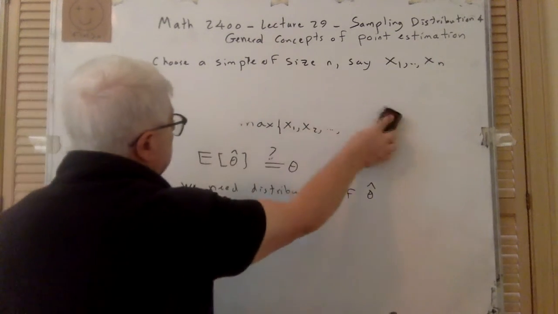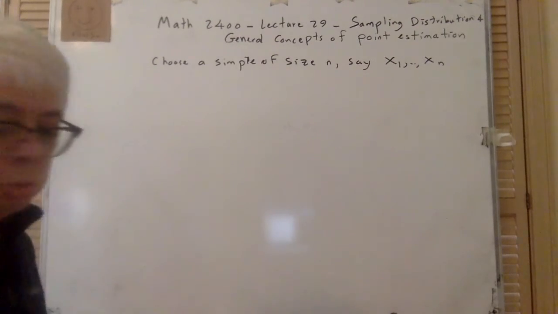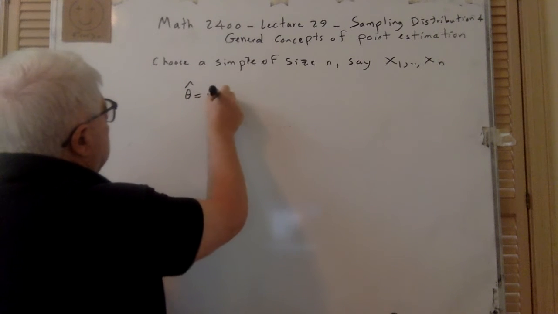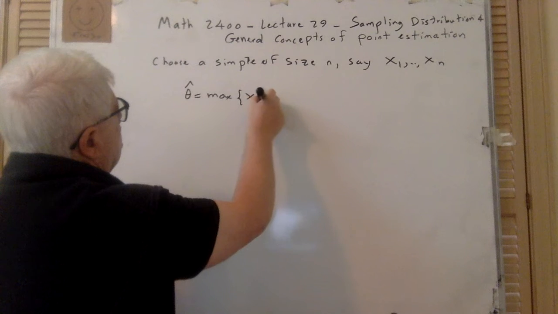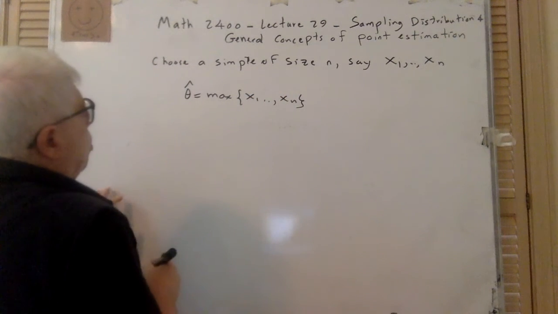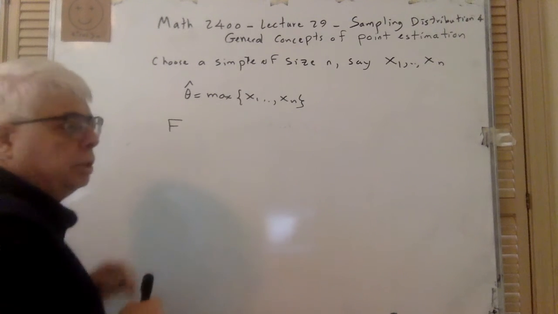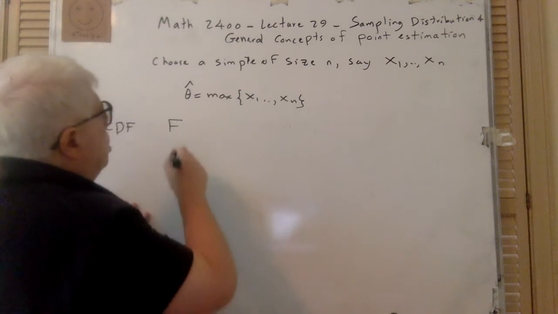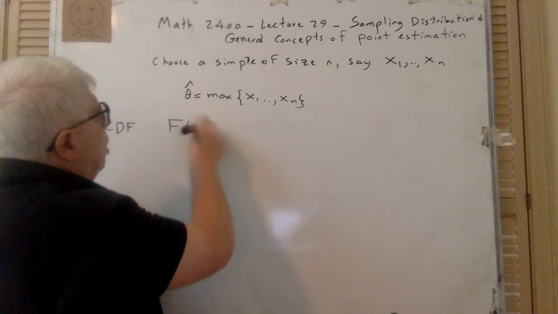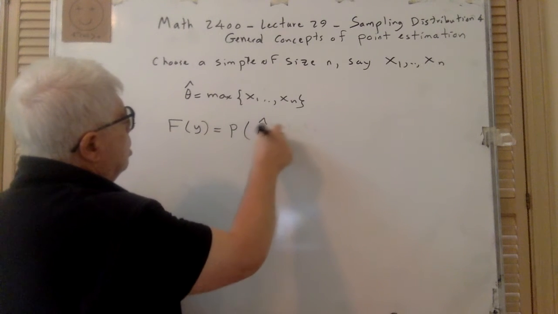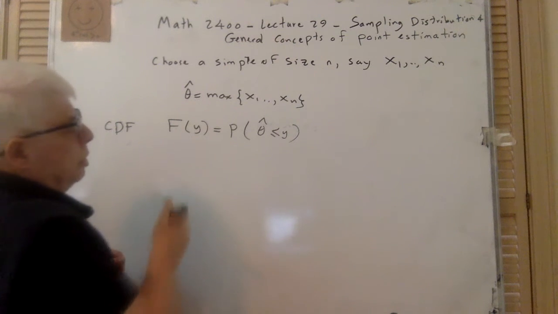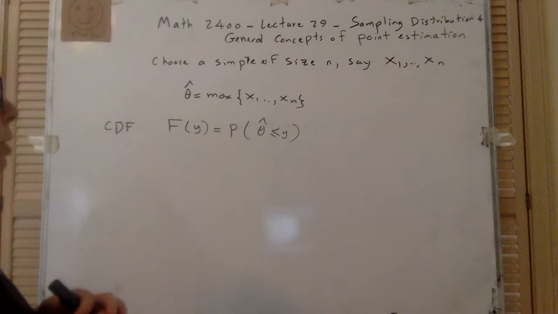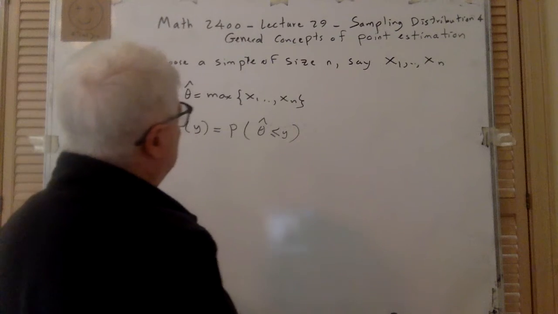This is in fact an interesting problem, finding the distribution. So we have theta hat as the maximum of x1 up to xn. Now we should find the CDF. Let's say the CDF of this, F of y, is the probability that theta hat is less than or equal to some y. If we can find the CDF, then the derivative of that CDF is the PDF, and we can use the PDF to find the expected value of theta hat.